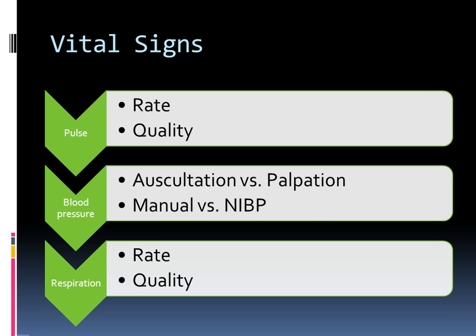All right, so we're looking at their vital signs. When on a pulse, we want to look at a rate and a quality. Obviously, if it's too fast or too slow, that's concerning. And then, what's the quality of it? Is it bounding? Is it normal? Is it thready? That's going to tell us quite a bit about how the patient's perfusing.